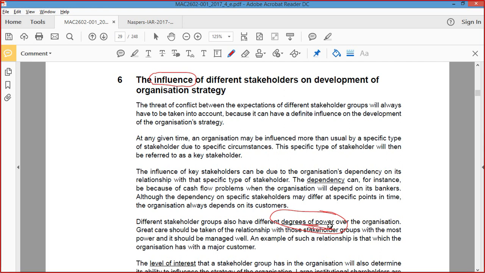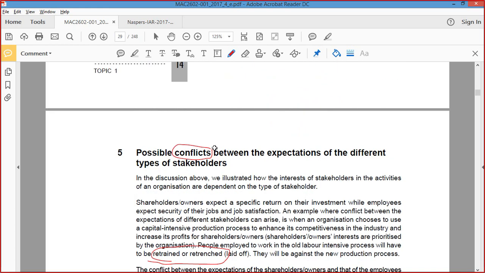Okay, if you abuse that power, then that becomes problematic, and that creates conflict. So people in powerful positions need to manage that very carefully, because if they don't, then you have conflict arising. And no one wants conflict.